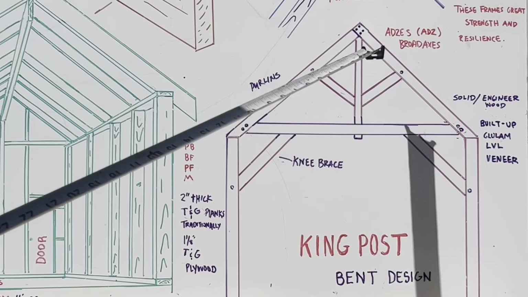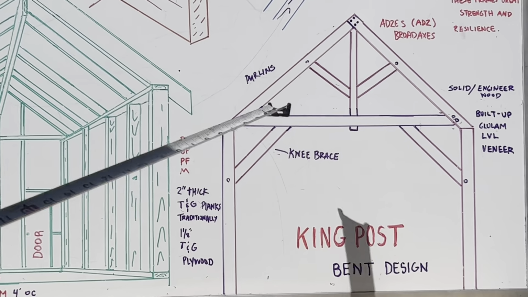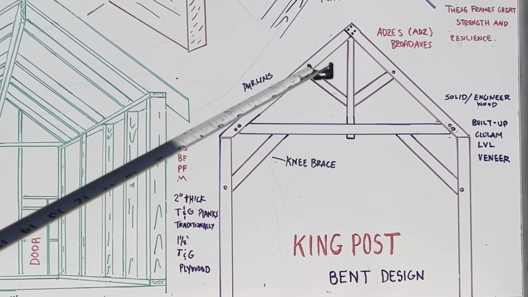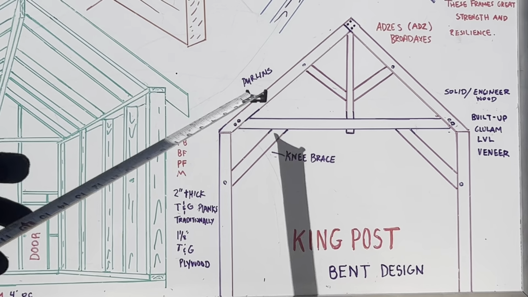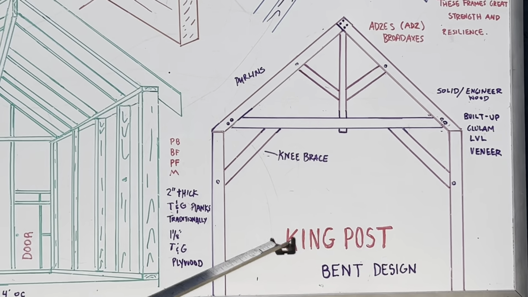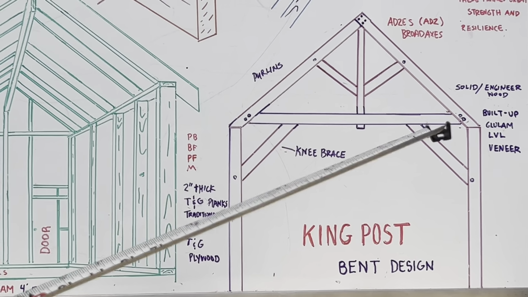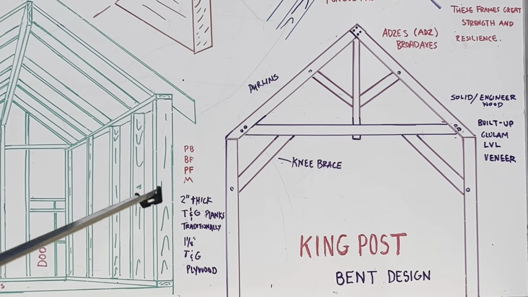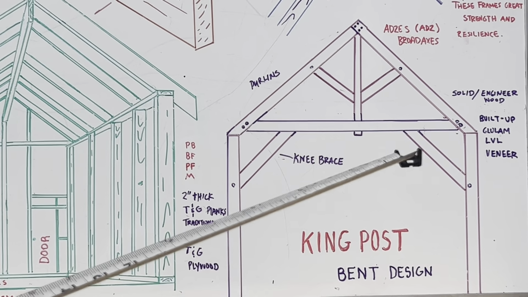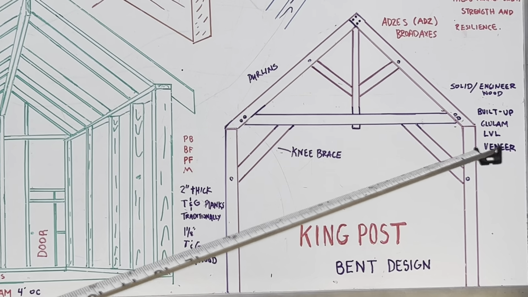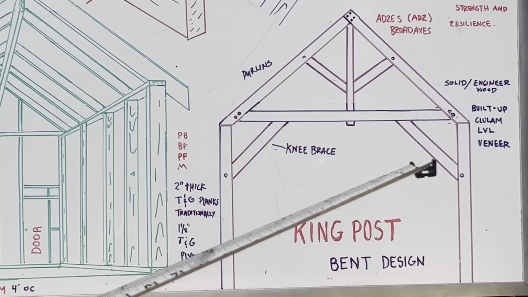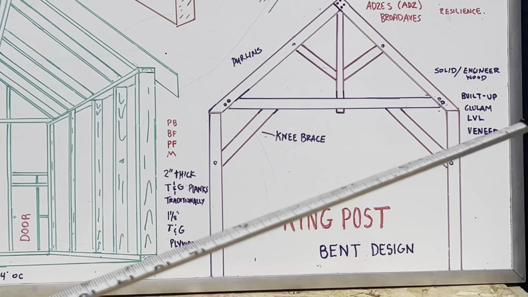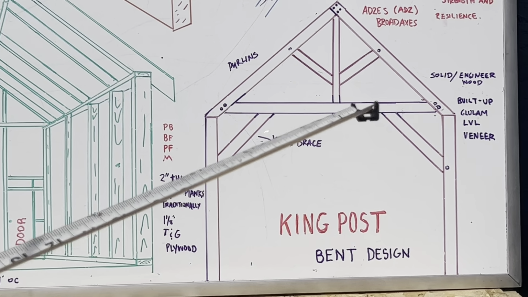Now you can make 2 of these, depending on how big your structure is. You can make 3 of these, 4 of these, and you can join them together with something called common purlins. You use these common purlins to join these different bents together. All right. I also want to say, with post and beam and timber frame construction, you can use solid beams, or you can use engineered wood, which can be either a built-up beam, a glulam beam, an LVL, which is laminated veneer lumber, or anything like that.